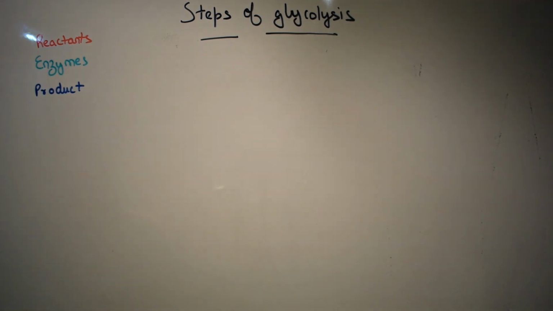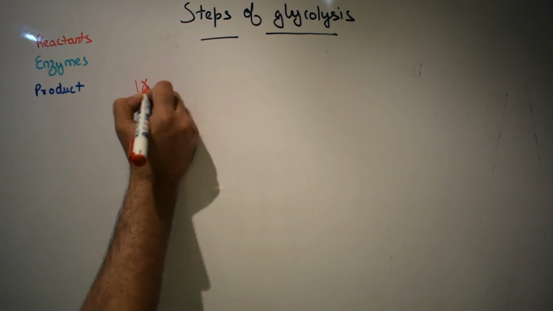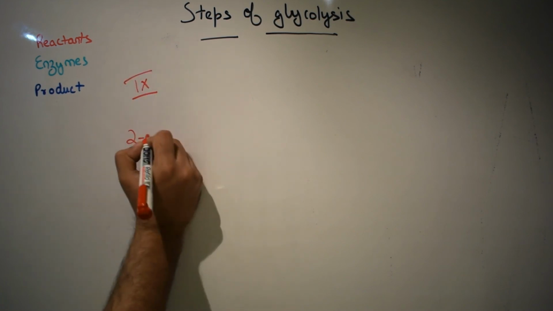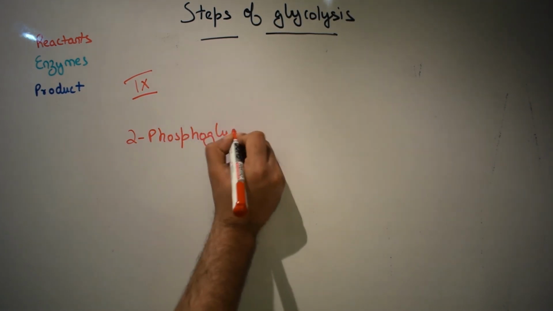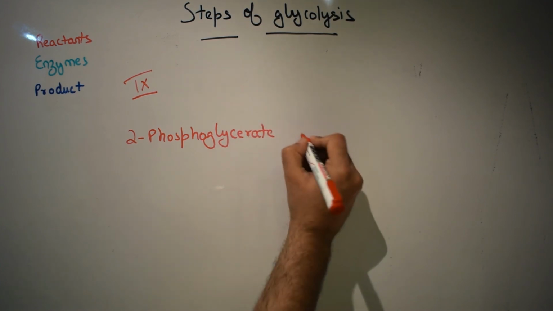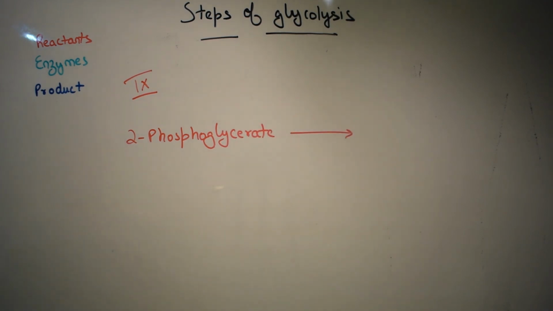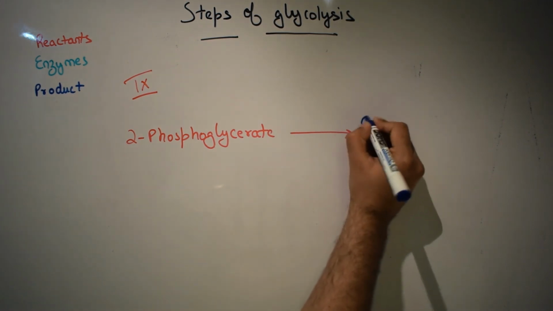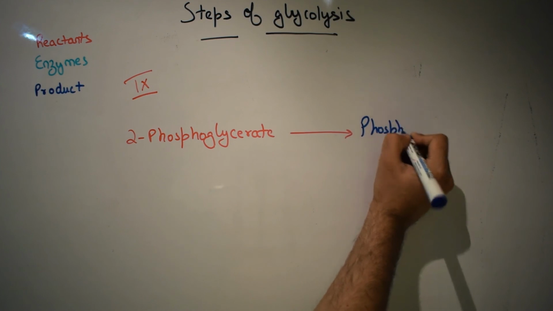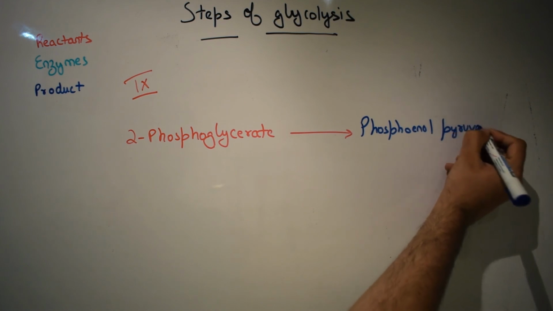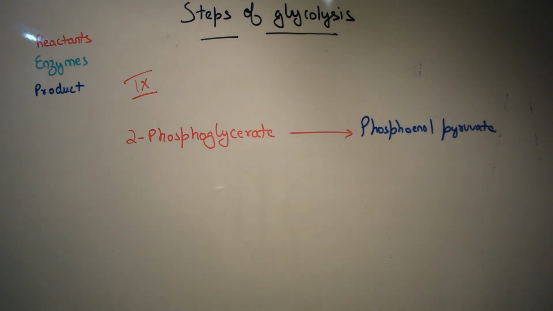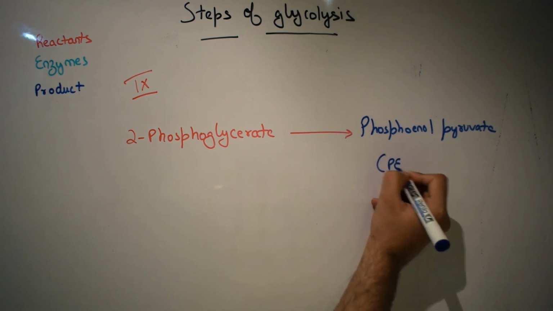In the 9th step, the 2-phosphoglycerate gets converted to phosphoenol pyruvate. So there is a conversion, and it is a dehydration reaction. Water is lost in this reaction, and the result is phosphoenol pyruvate. So the product formed is phosphoenol pyruvate. It is also a 3-carbon sugar, and it is also called PEP for short.